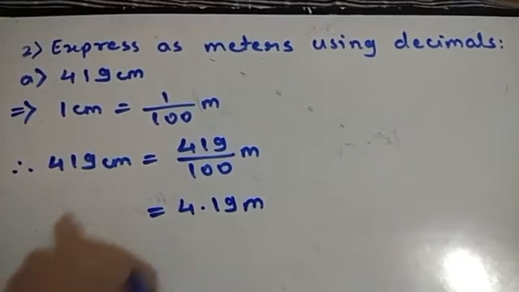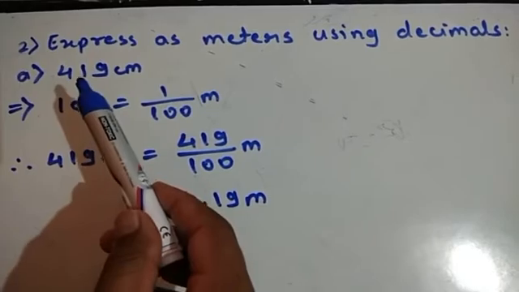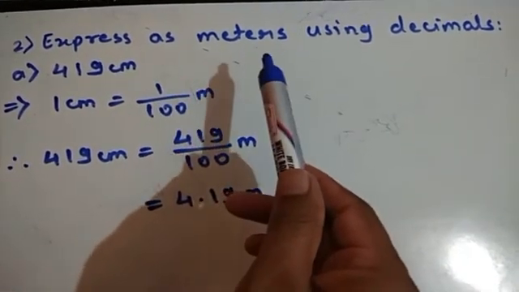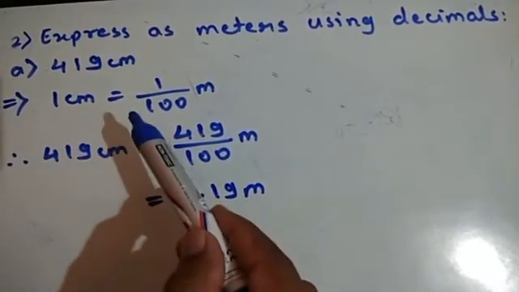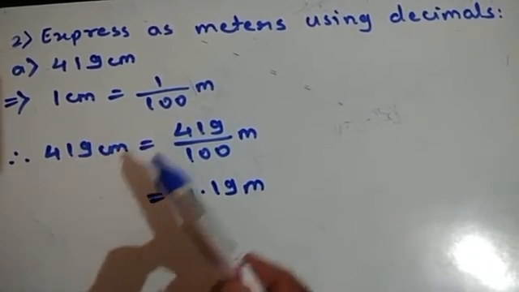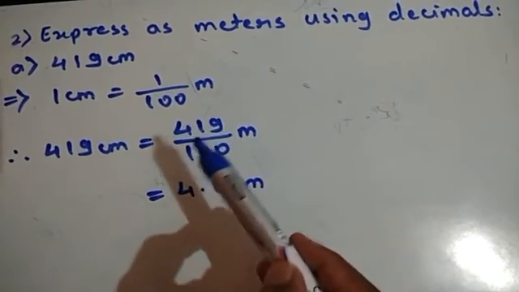Next question is express as meters using decimals. Now we will see one example. 419 centimeter we have, and now we have to express it as meters. We know that students, 1 centimeter is equal to 1 upon 100 meter. In the same way 419 centimeter is equal to 419 upon 100 meter. Yes or no? Now this we know how to convert into decimals.